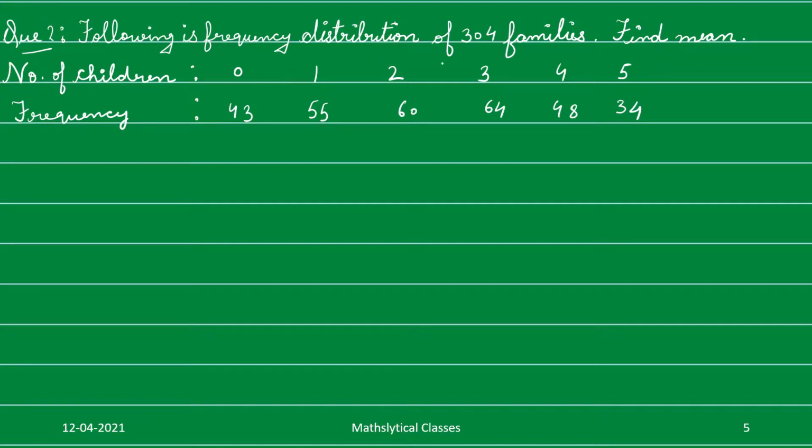Following is the frequency distribution of 304 families. You have to find out the mean. So number of children are given for 304 families and frequency of children are given. We have to find out the mean. So whenever a frequency distribution is there, what you have to do is make a table in which the first column will consist of xi, the second column will consist of fi, and in the third column you will write down xi fi.